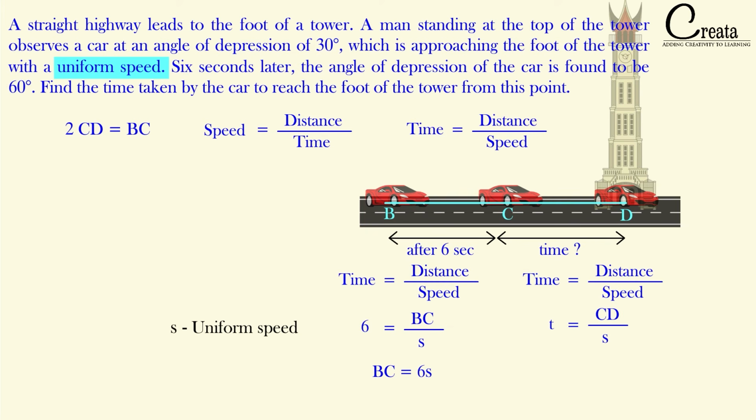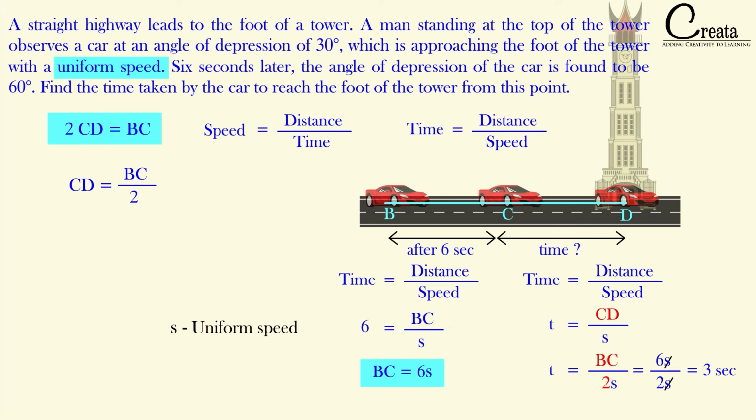Okay. Here can we replace CD with BC upon 2? We have used this equation, 2 times CD is equal to BC, or CD is equal to BC upon 2. Further, we can also replace BC with 6S from this equation. Here S and S will cancel out, that is the speed is uniform, that is the helpful hint given in the question. S and S, that is the uniform speed, will cancel out. We got our answer as 3 seconds. 6 upon 2, that is 3 seconds. So that is the answer of the question.